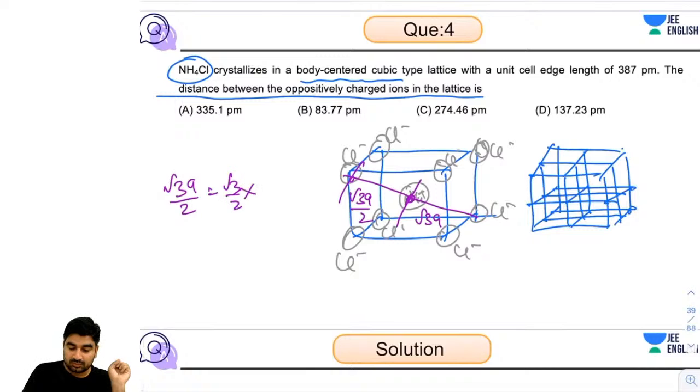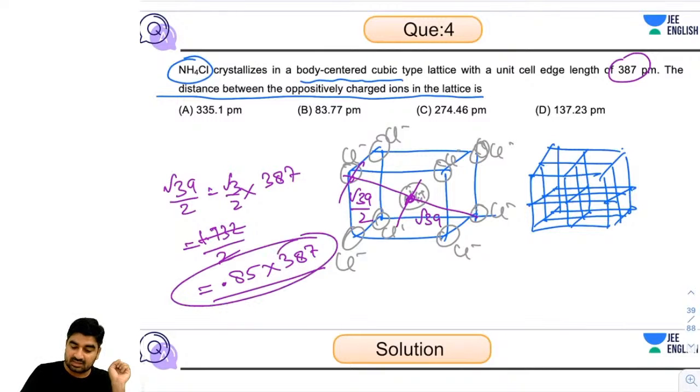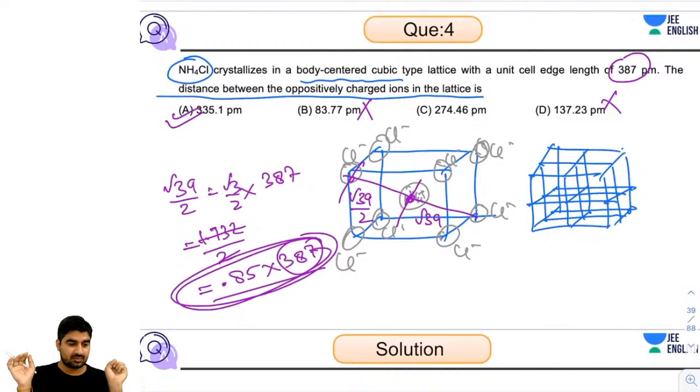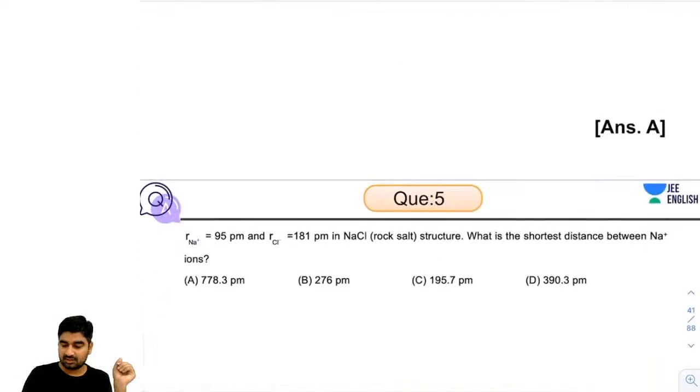So root 3 by 2 into a. A given is 387. What is root 3? 1.732 by 2. 0.85 into 387. So it is less than 387, but not too much less. So it will be A, 335. You can do the calculation or just by. Yes, Emmy, very good. No, Matthew, it would not be C. Answer will be A. I hope you guys can do the calculation now. Calculation part, you can do it. Is that done now? Okay. Let's move to the next problem, guys.